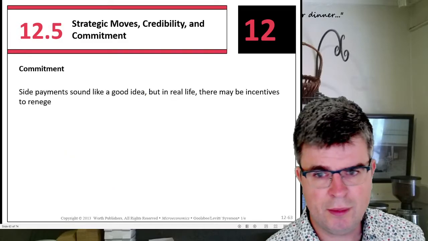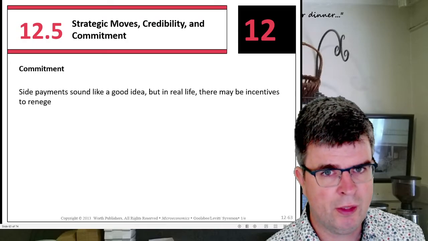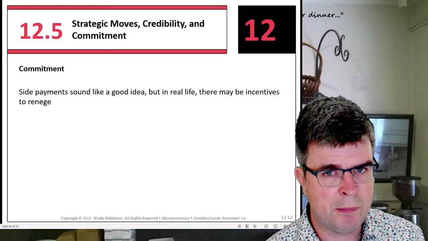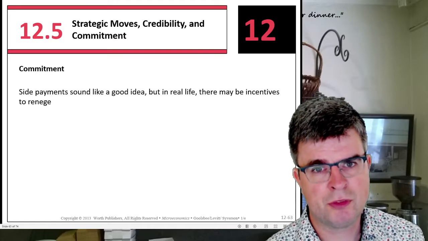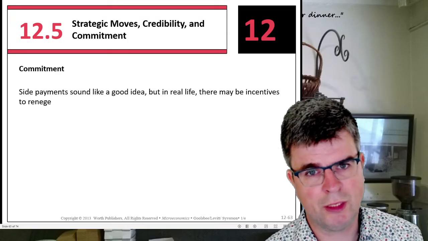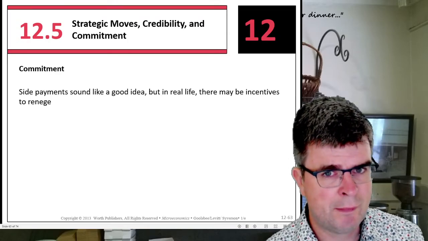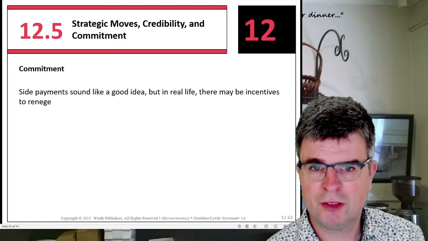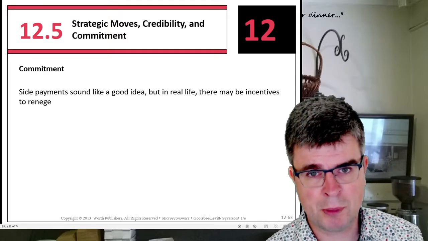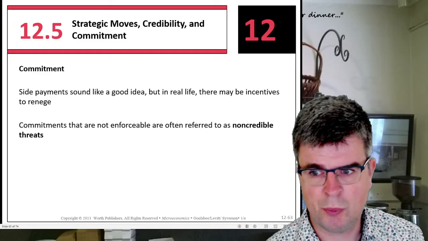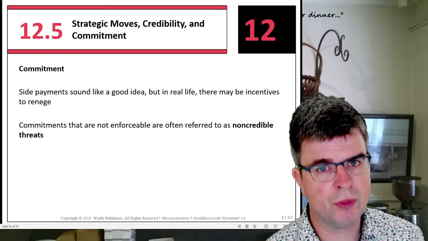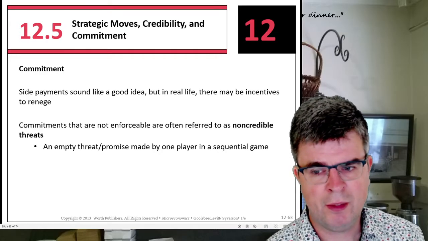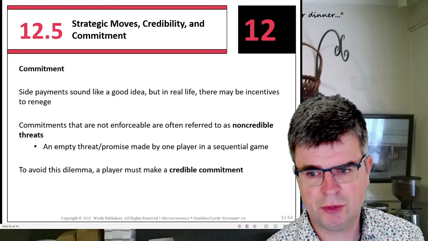That sounds like a good idea, but in real life, it may be that Dan, or people in the position of Dan, have an incentive to renege on the promise to make the side payment. So suppose that Patrick decides to pass, and then Dan says, oh, great that you passed, but I won't pay the payment that I promised you. And then, of course, it will not work. So commitments that are not enforceable are referred to as non-credible threats, an empty threat or an empty promise that is made by one player in a sequential game.